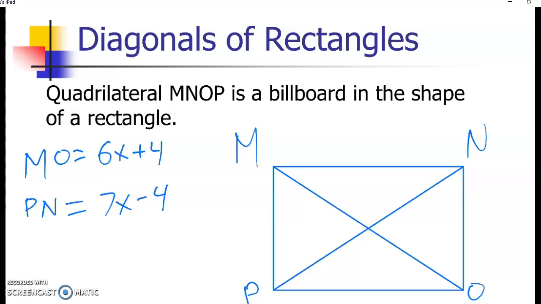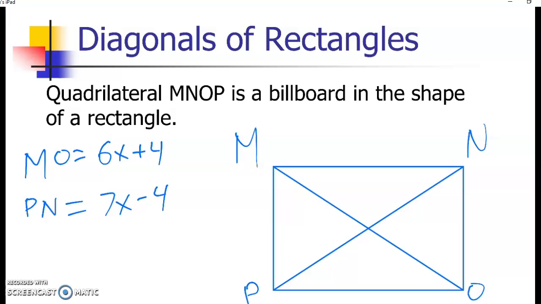is it says quadrilateral MNOP is a billboard in the shape of a rectangle. Then it says MO equals 6x plus 4, and PN equals 7x minus 4. Let's take a second, maybe pause this and copy that down.